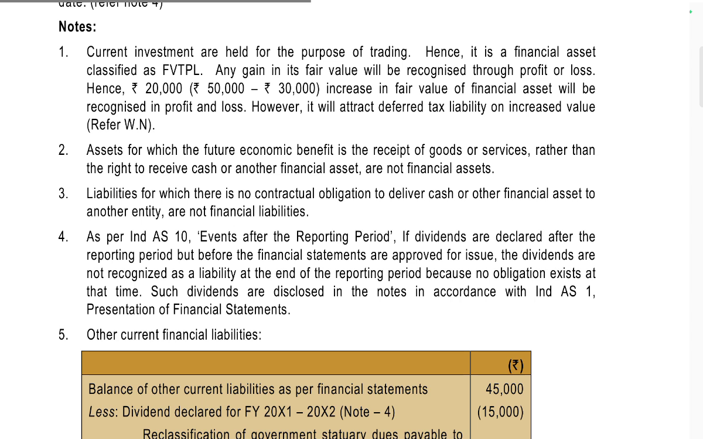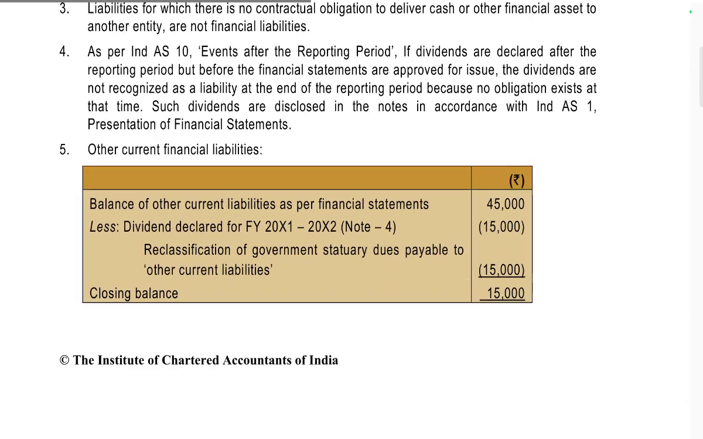Since the dividend is disclosed in the notes, and according to Ind AS 1, presentation of financial statements, the balance of other current liabilities is 45,000 less dividend 15,000, reclassification and government payable reduced by 15,000, so the closing balance is 15,000.